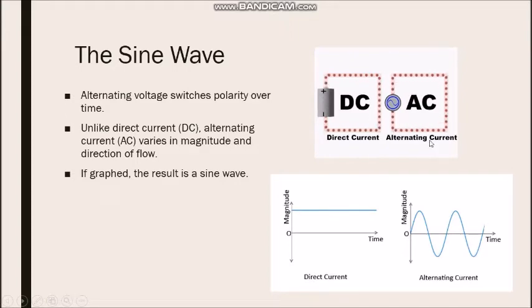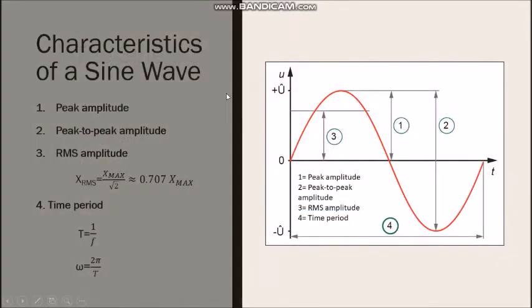However, for AC circuits, the voltage constantly changes polarity, therefore the current increases, reaches a maximum value, decreases, flows in the opposite direction, reaches a minimum value, and then increases again. The overall result is a sine wave, and the wave keeps repeating itself.